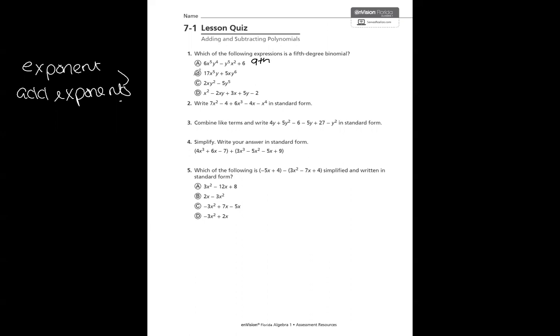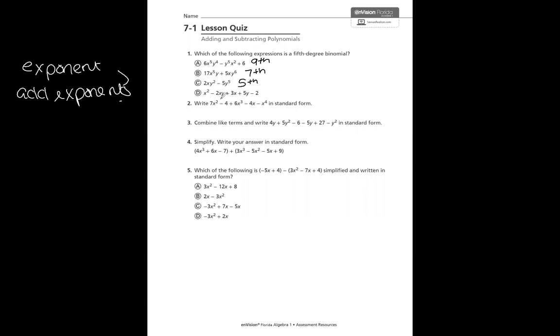In letter B, we have the first term that has an exponent of 5 and 1, so that's combined 6. And then the second term has 1 and 6 as the exponents, so combined that's 7, so that's a 7th degree. In letter C, the first term has an exponent of 1 and 2, so that's an exponent of 3. And then the second term has a degree of 5, so this would be the highest degree, which is a 5th degree.